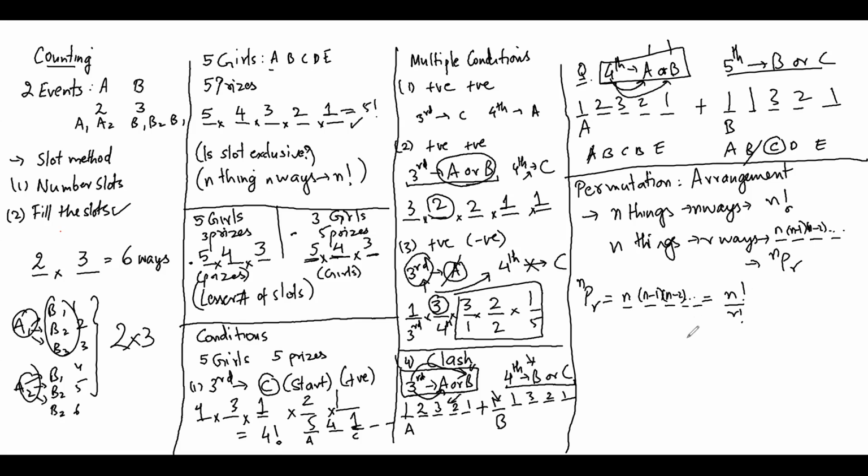Is that making sense, guys? I'll just add on that with an example. In how many ways can you give five girls 3 prizes? You'll have 3 slots, which is 5 into 4 into 3, which is also 5 factorial divided by, sorry, n minus r, so 5 factorial divided by 2 factorial, which is essentially 5 into 4 into 3. Is that clear? Yes.